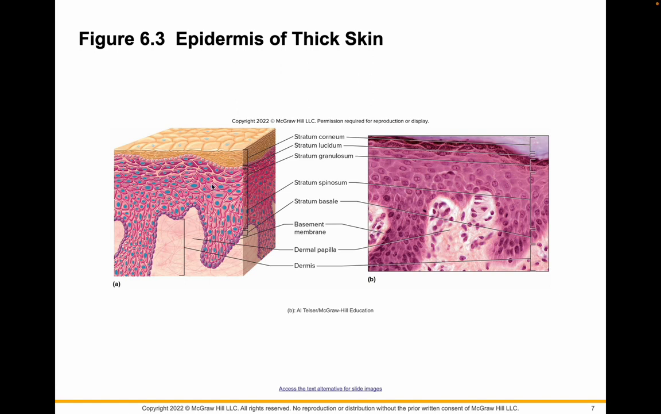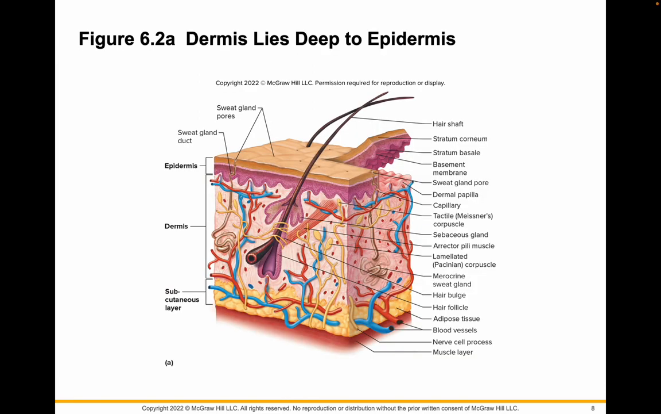And in granulosum, the cells are getting further and further away from the supply of blood, so they're dying and they're being keratinized. And then you have this lucidum layer, only found in thick skin, and then stratum corneum, which is our stratified squamous epithelium, and it is already dead and full of keratin and waterproofing for you.